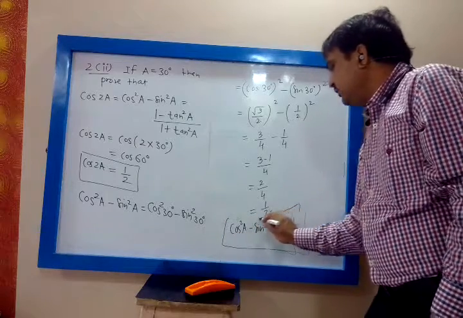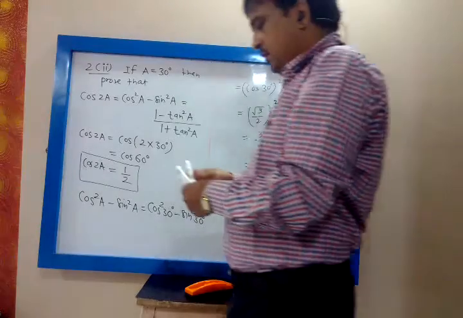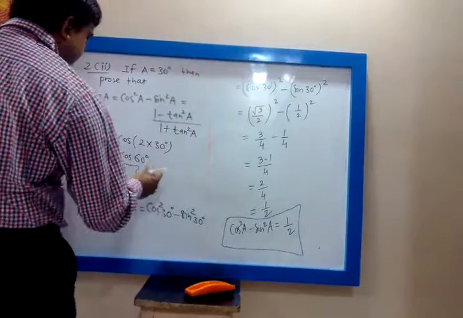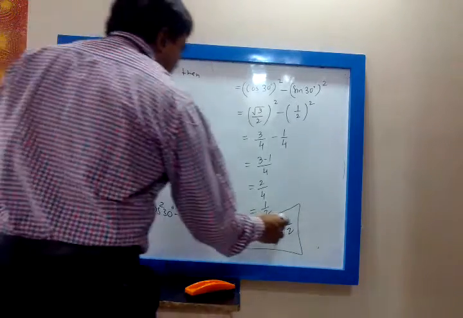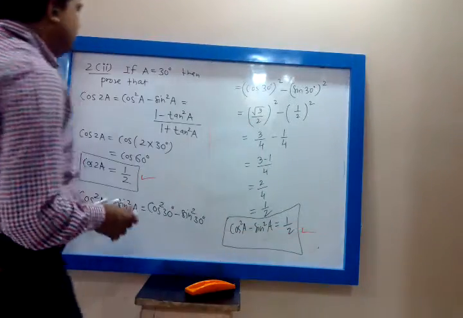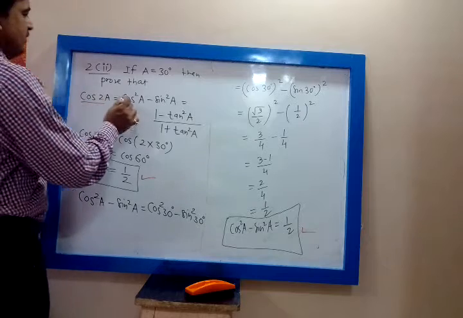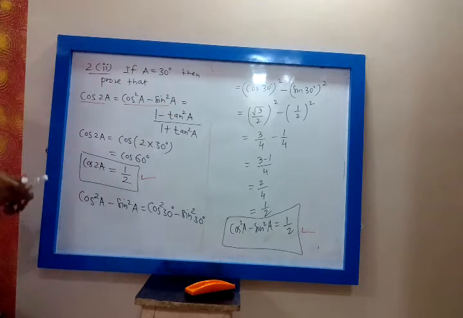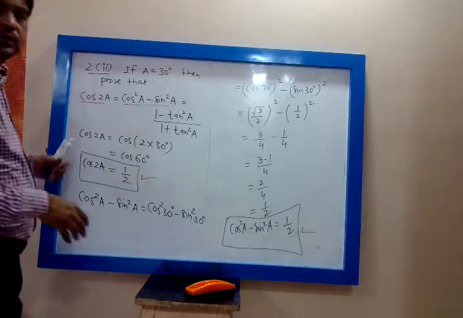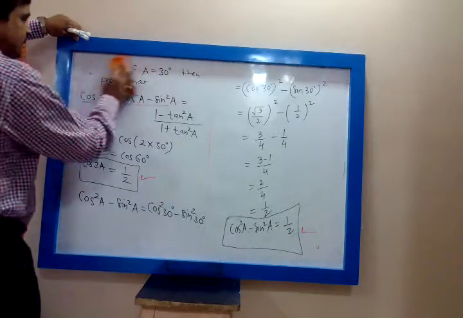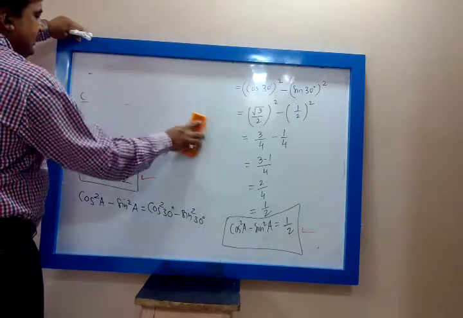So first we have found cos 2A. Cos 2A was 1 by 2. Cos square A minus sin square A is also 1 by 2. So we have found this value, we have found this value. Now let us find this: 1 minus tan square A upon 1 plus tan square A. Let us find this value.